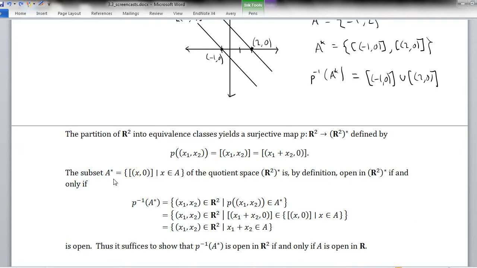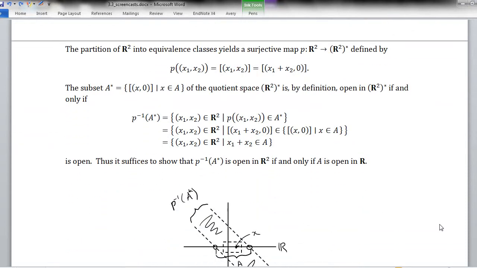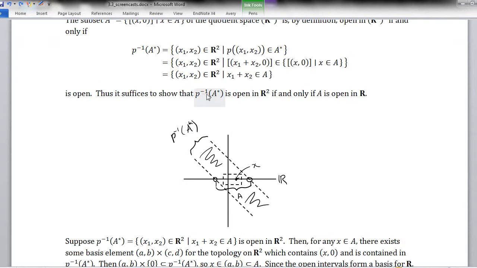So A star is open if and only if its preimage is open. Remember, we're trying to show that A star is open if and only if A is open. And so you string those two things together, and it suffices to show that the preimage of A star is open if and only if A is open. And the good thing about that is that now we're not dealing with any strange space of equivalence classes R2 star. Right? Now we're just dealing with the plane R2 and the line R. So now we can get our hands dirty with what this actually looks like.